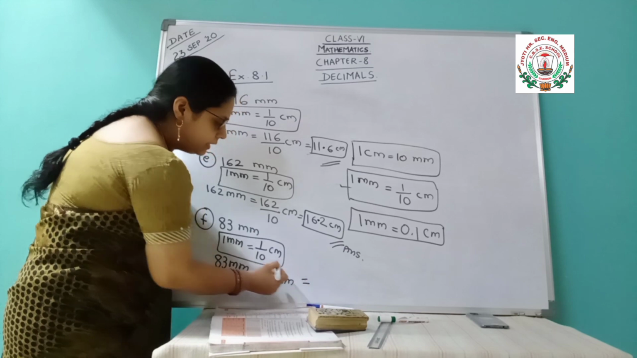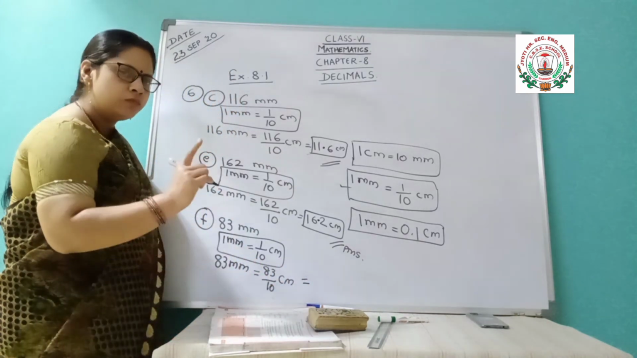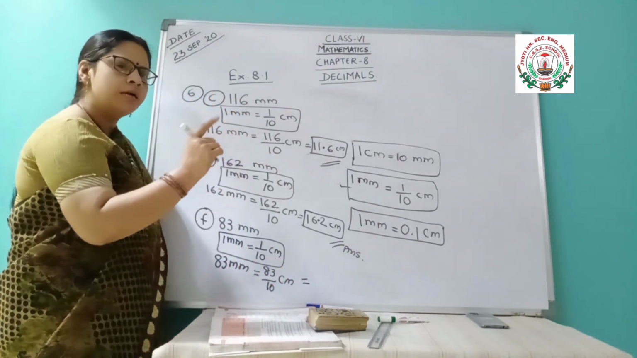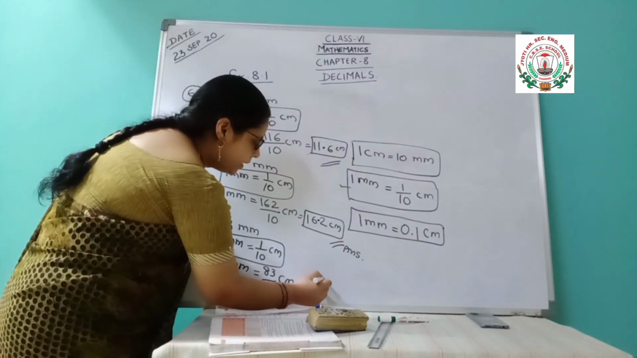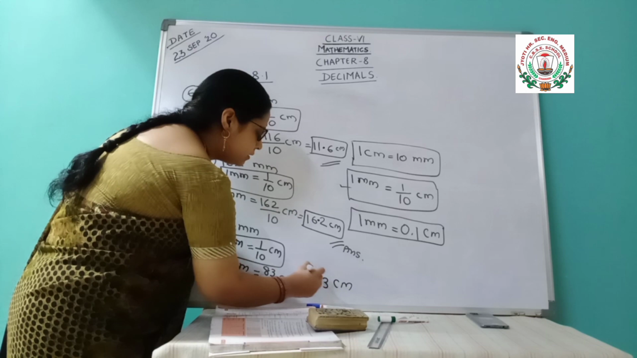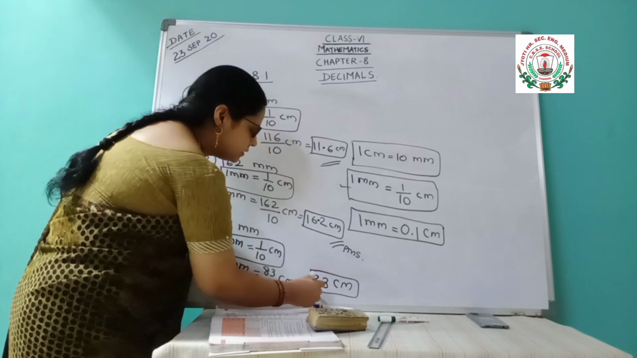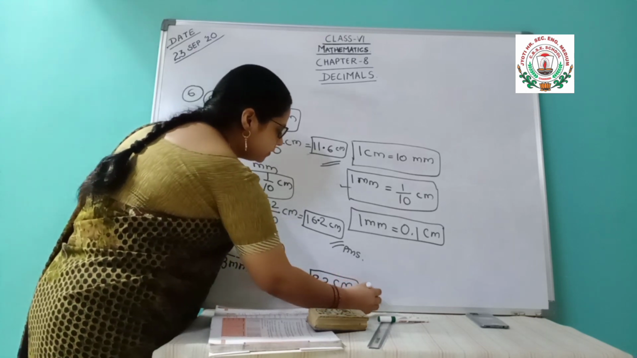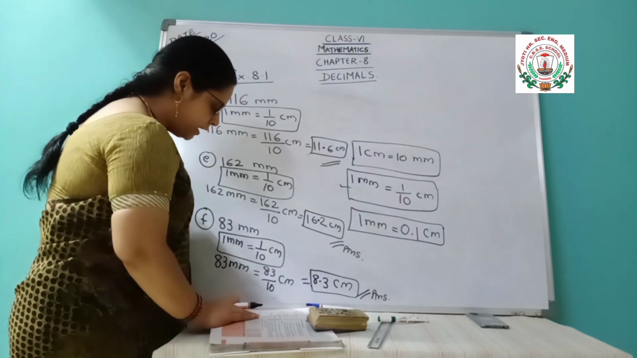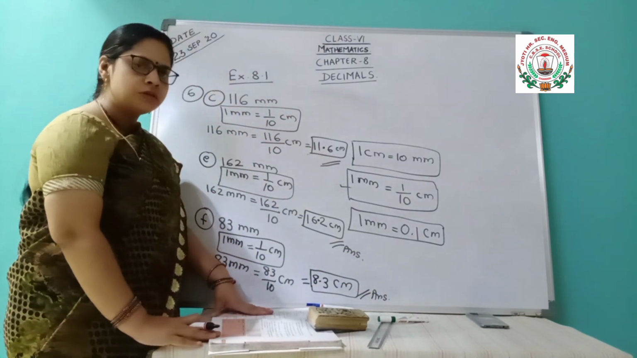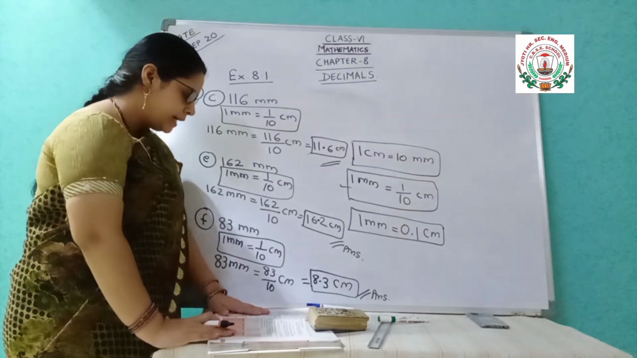And now 83 by 10. By 10 means 1 0 is there. Means 1 digit before, the decimal will come. That is 8.3 centimeter. This is your final answer. Okay. So in this way, question number 6 we have completed. That is the conversion factor up to centimeter.